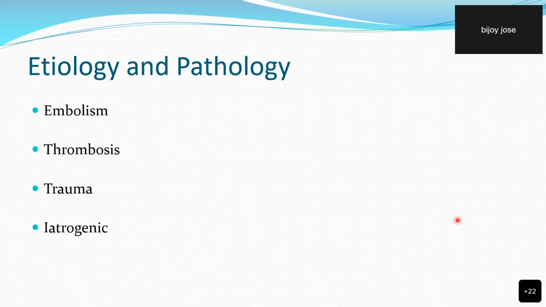So we come to etiology and pathology. What are the causes for acute limb ischemia? It can be an embolism, a thrombosis, trauma, or iatrogenic causes.